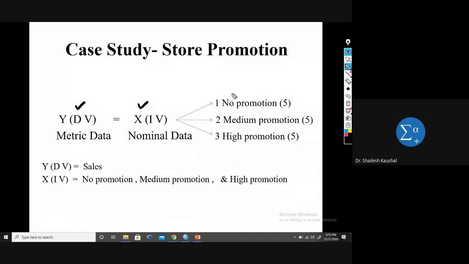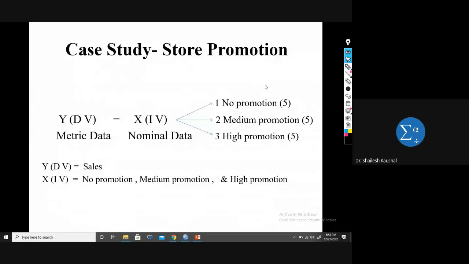In this case study, we want to check the impact of promotion on sales. If we do not do any promotion, what would our sales be? If we use a 20% discount, what would the sales be? If we give a 40% discount, what would our sales be? So the sales depend on promotion. When we compare more than 2 categories, here there are 3, we use analysis of variance.